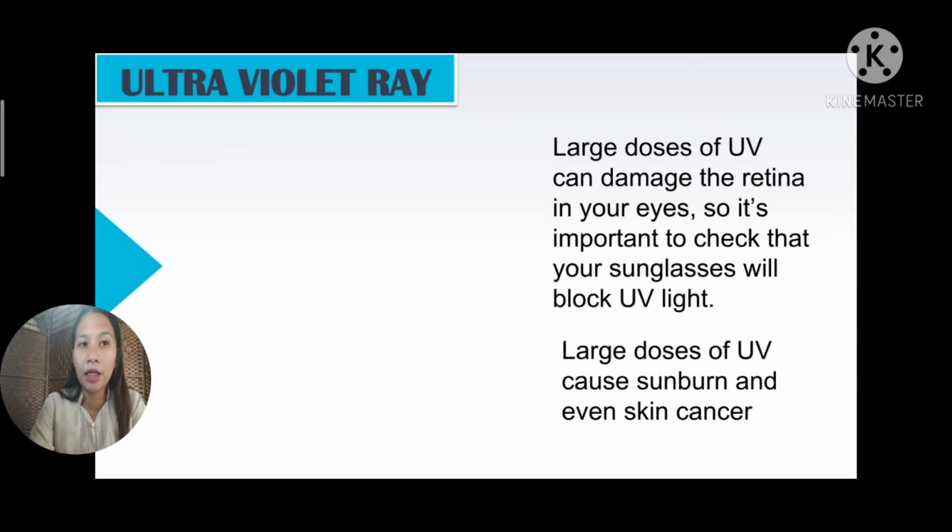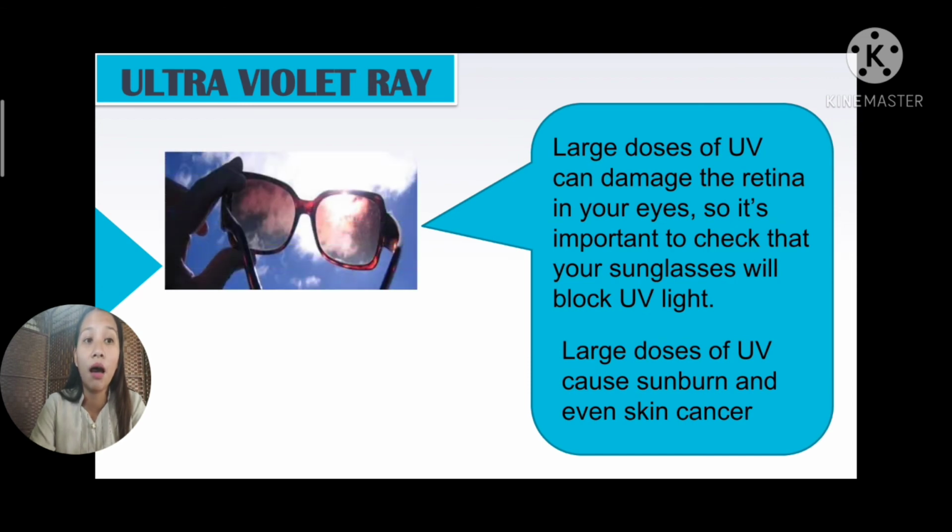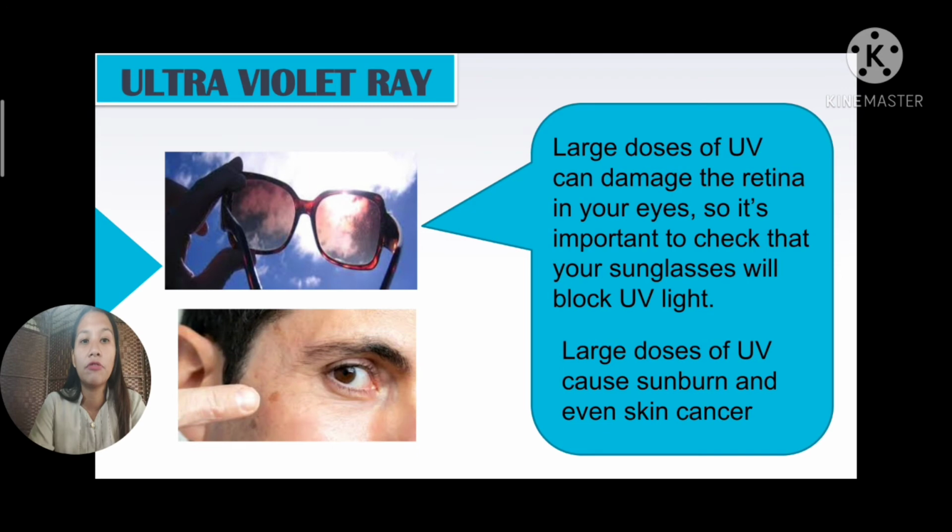Ultraviolet rays in large doses can damage the retina in your eyes. So, it's important to check that your sunglasses will block the UV light. That's why most of us are advised to use sunglasses, because large doses of UV light can also cause sunburn and even skin cancer.